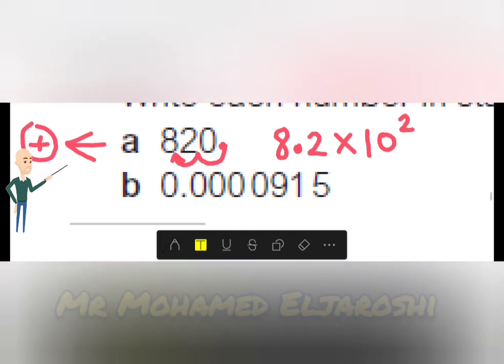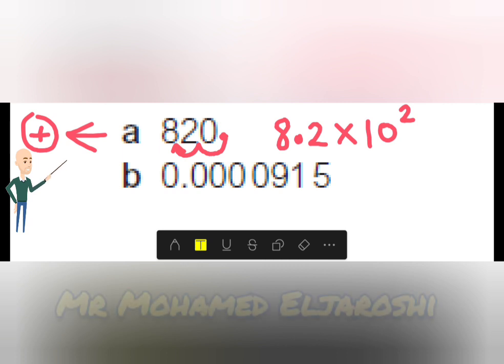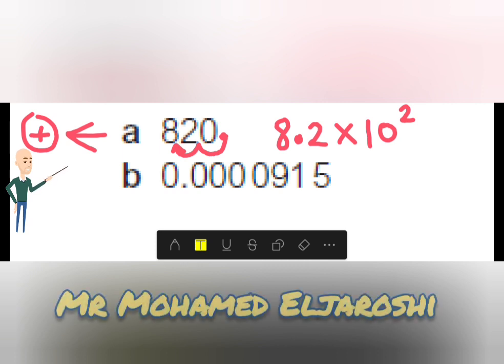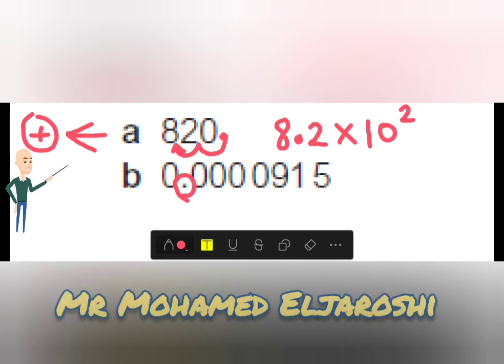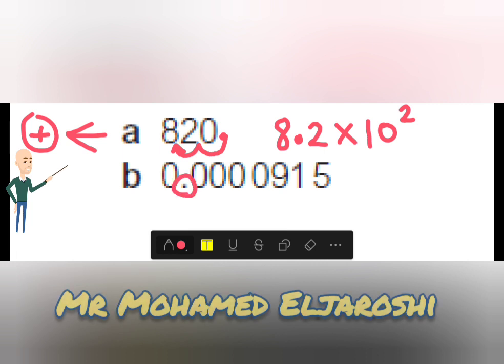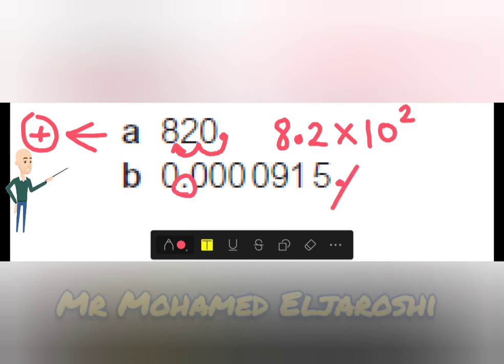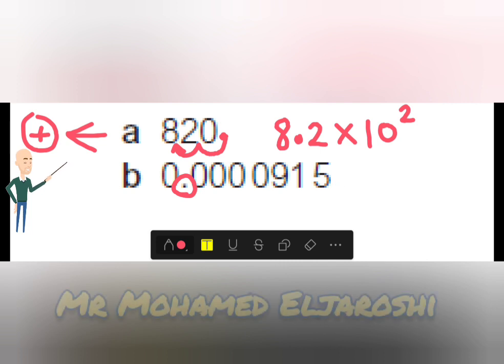Now, for question B, the same idea. You're going to make it in standard form, so you have to make it between 1 and 10. So we have a decimal point here. We're going to move it. If I see a decimal point, I don't put a decimal point here. In the other number we don't have a decimal point, that's why I put it. But here I have a decimal point, so I don't put another decimal point.